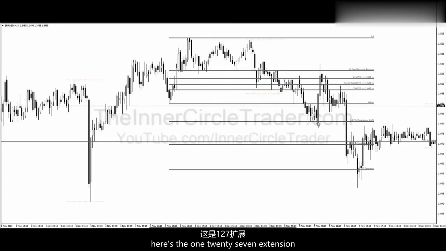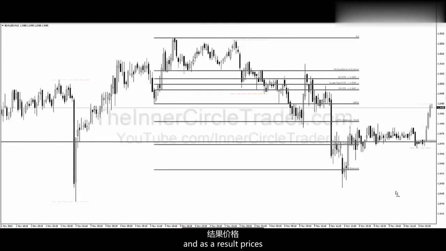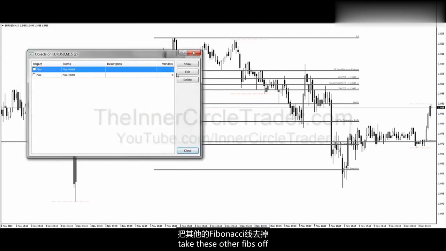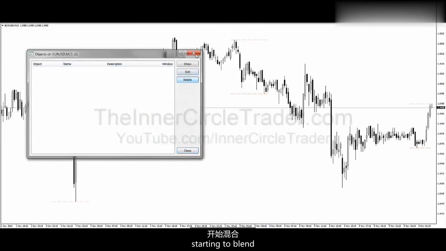Okay, here's the 127 extension from this low to high. It's 127 and 162, and then 200 extension here. And as a result, price is up here. Okay, you can see, let's take these other fibs off, starting to blend.